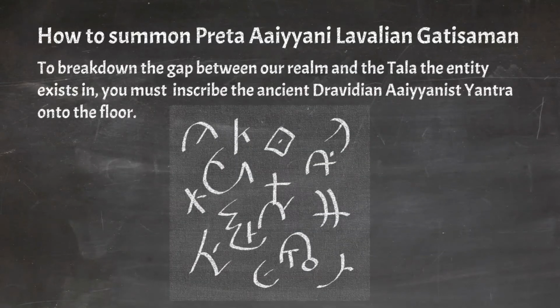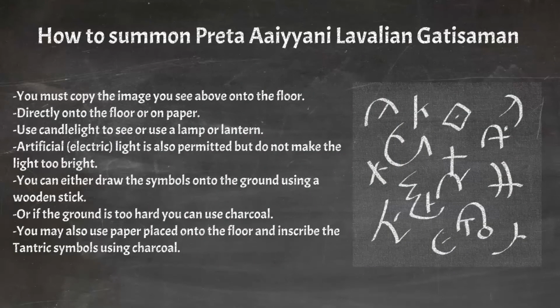In order to break down the gap between our realm and the Tala the entity exists in, you must first inscribe the ancient Dravidian Aaiyanist yantra, which is shown in the image, onto the floor. This is the specific yantra that was revealed to us by Gatisaman himself, as described previously. In other words, you must copy the image you see in the video onto the floor.